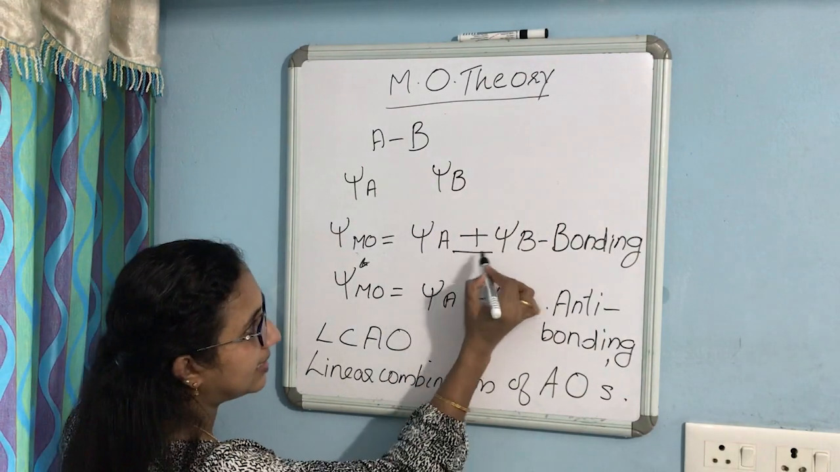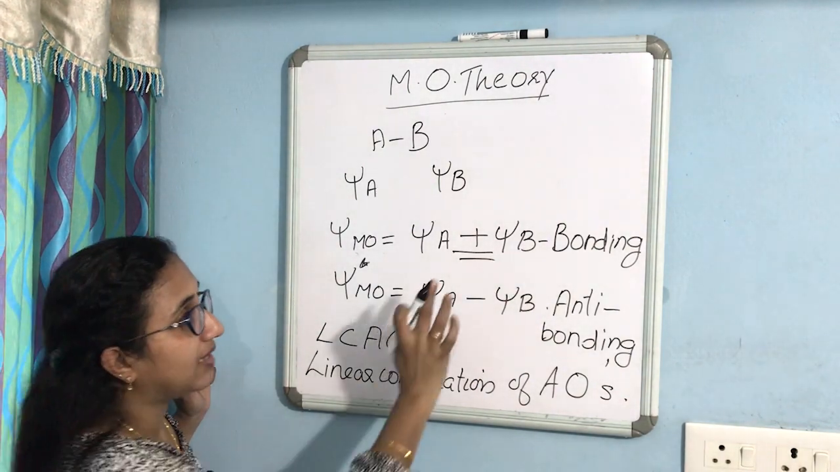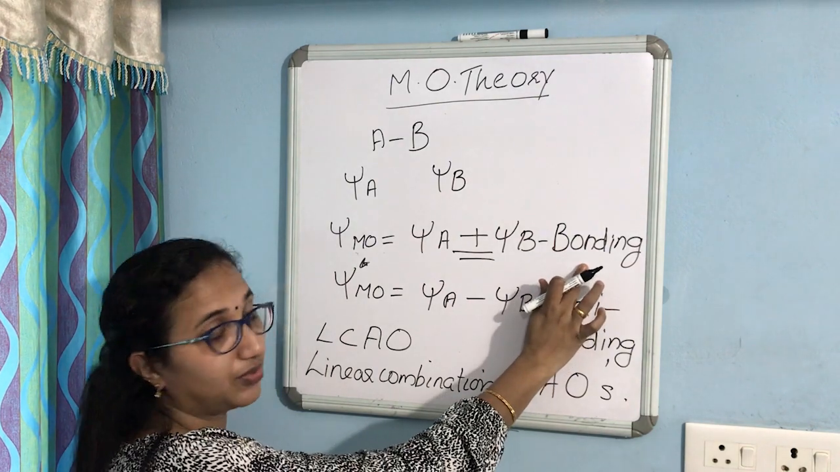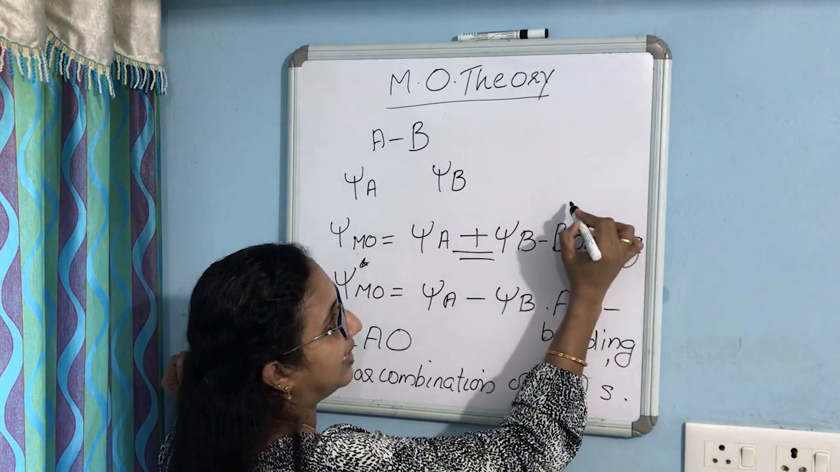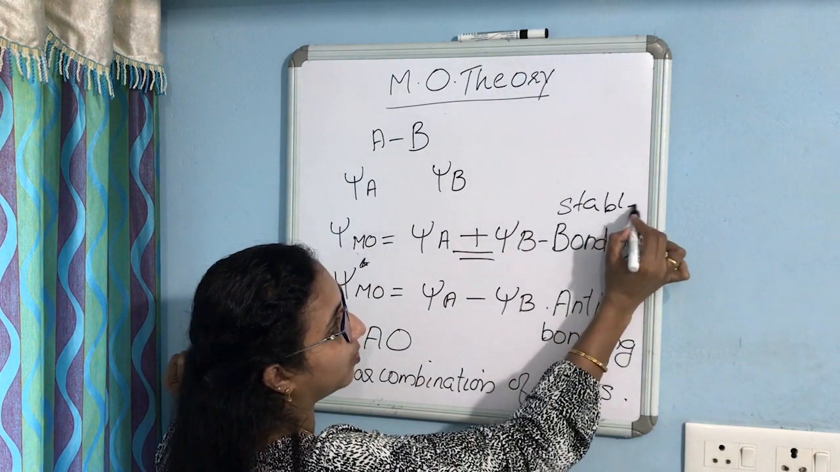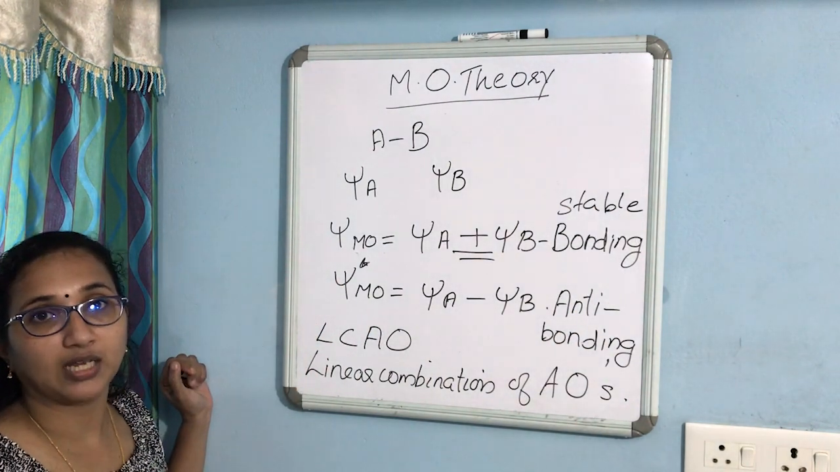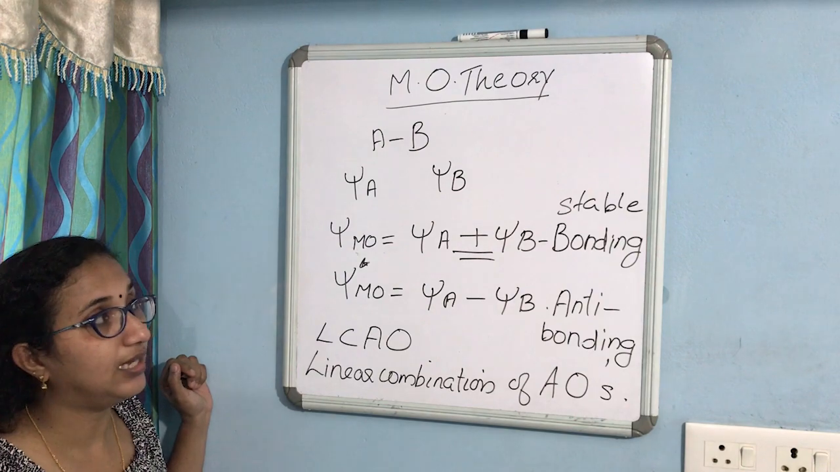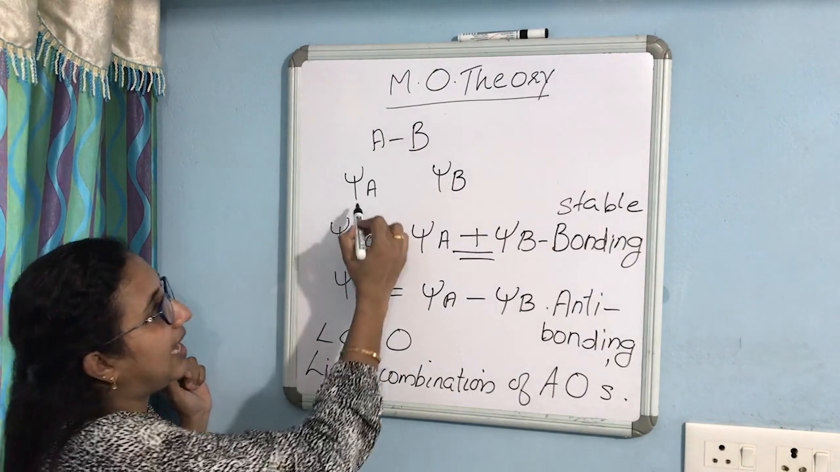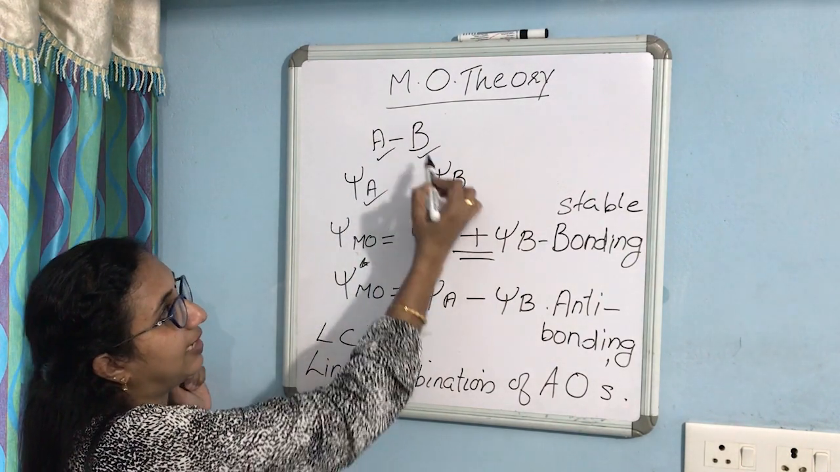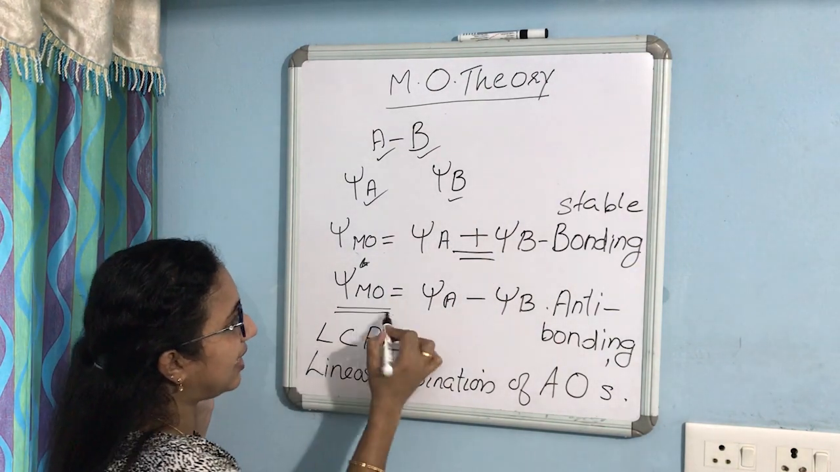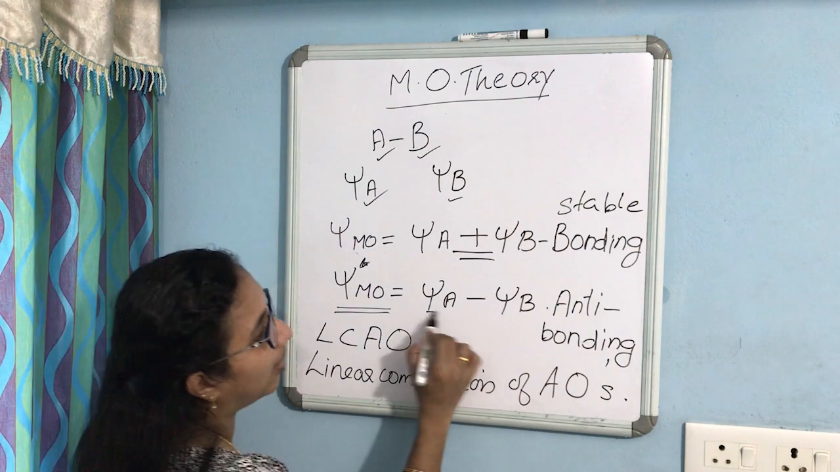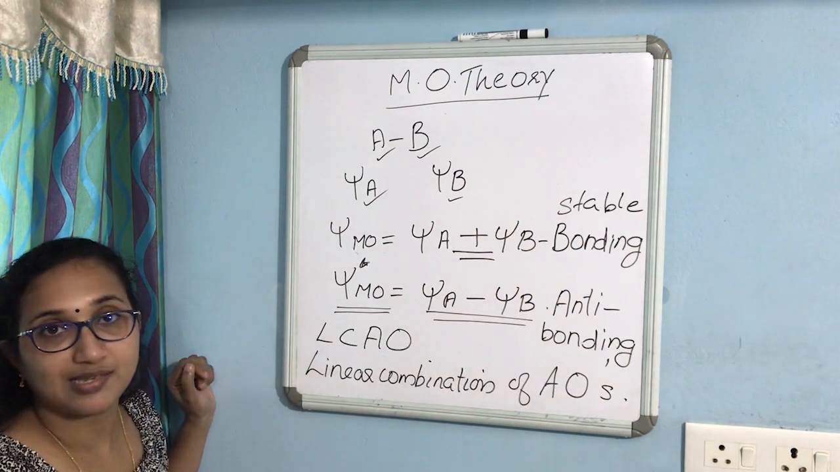And here it is by addition. So this combination is in phase and it is stabilizing. So the resulting molecular orbital is a stable bonding molecular orbital, and that will have a lower energy than the atomic orbitals A and B, whereas the psi star MO is formed by out of phase combination. It is subtraction, no?